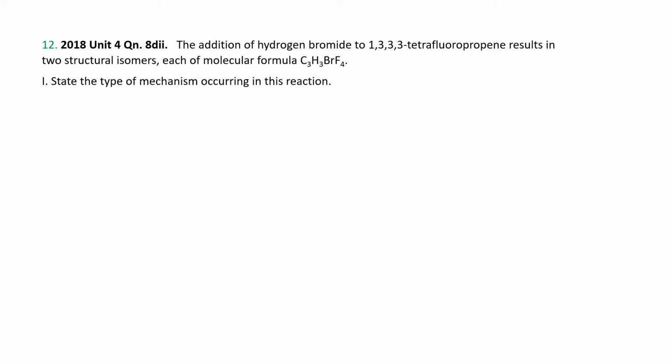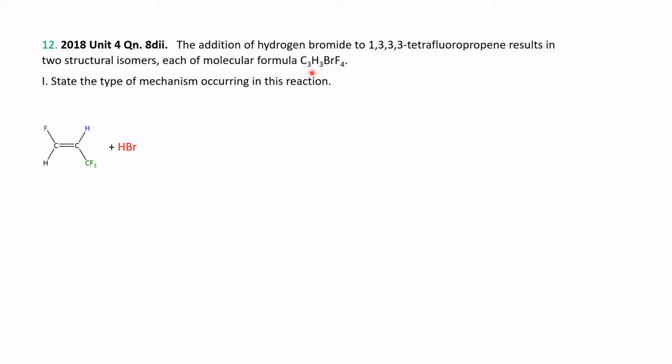Moving into mechanistic considerations, the addition of hydrogen bromide to 1,3,3,3-tetrafluoropropene. So let's see, there's 1,3,3,3-tetrafluoropropene, so it's 1, 2, 3 carbons, okay? Double bond between carbon 1 and carbon 2. There's a fluorine on carbon 1 and there's 3 fluorines on carbon 3. Okay, we're going to add HBr to that, which results in 2 structural isomers.